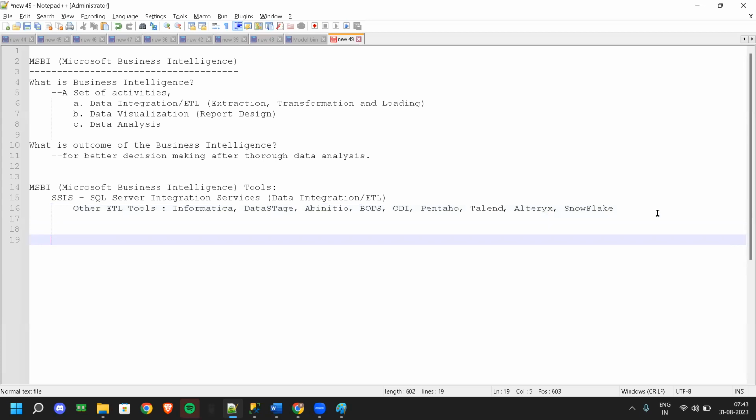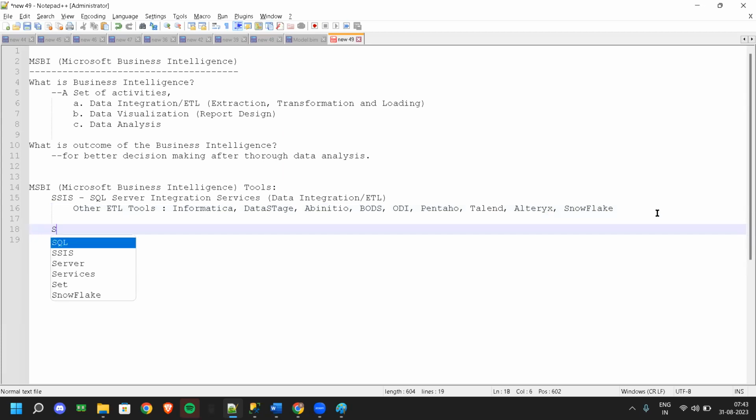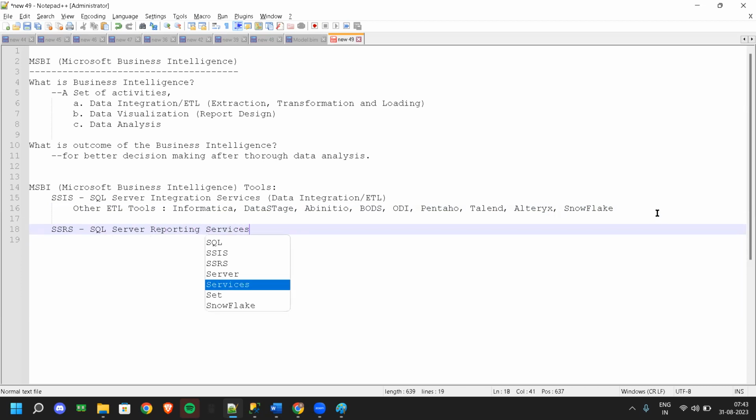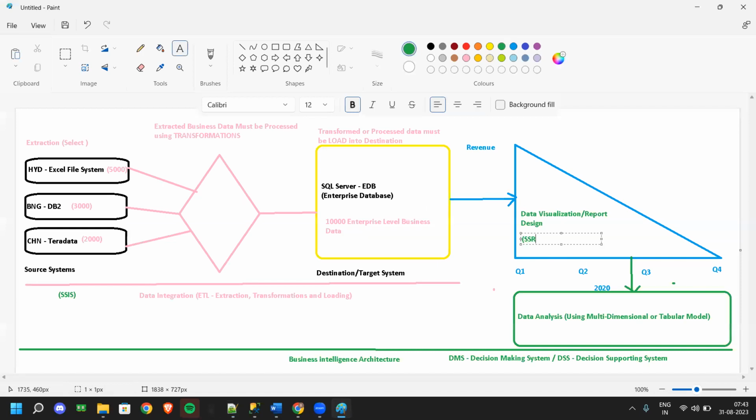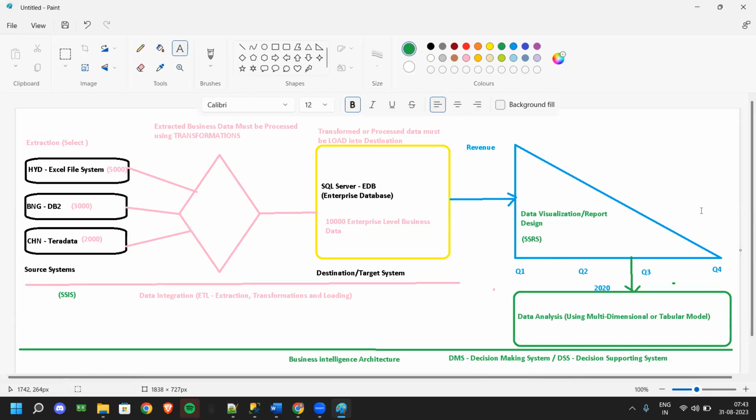Right. What are the next activities, sir? SSRS, SQL Server Reporting Services. As the name itself clearly states, it's for data visualization purposes. So this particular activity can be achieved by using SSRS, SQL Server Reporting Services.